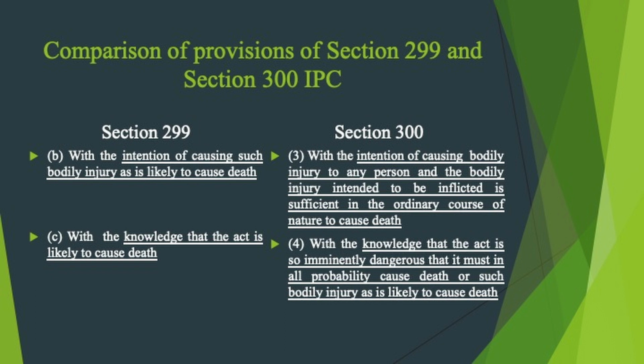Now coming to clause B of section 299 and clause 3 of section 300, when injury is inflicted intentionally and it is such as is likely to cause death, it is culpable homicide not amounting to murder, but where the injury intentionally inflicted is sufficient in the ordinary course of nature to cause death, it is murder. Here again, the gravity of the injury and the degree of probability of death being caused would determine whether the accused is liable for murder or culpable homicide not amounting to murder.